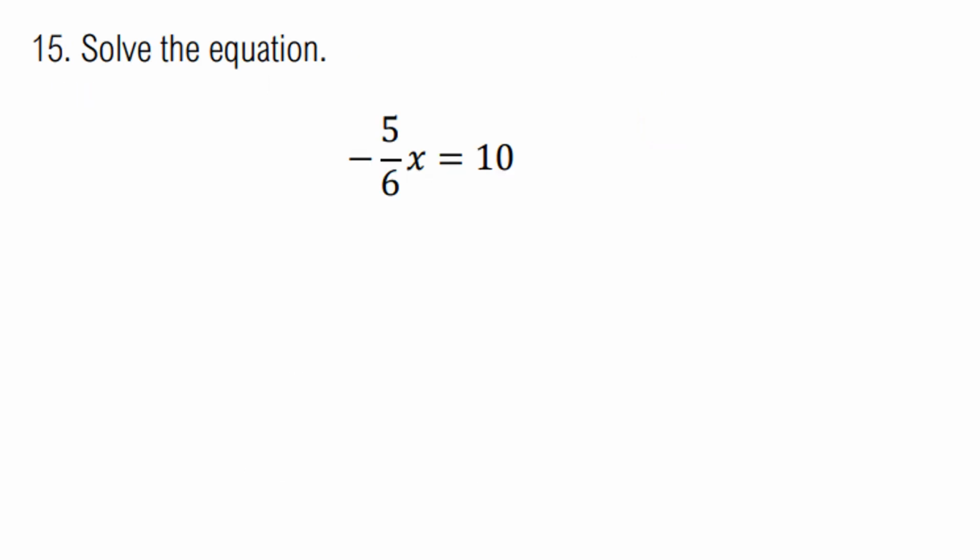Number 15, we start by combining our like terms. Negative 5 over 6x and 10 are on opposite sides, so we do the opposite operation. The fraction 5 over 6 and the x are written side by side, which means that we are multiplying. So the opposite operation would be to divide. We divide the negative 10 by the fraction negative 5 over 6. When you divide your values, you end up with an answer of x equals negative 12.